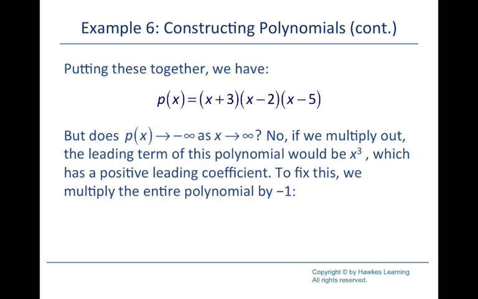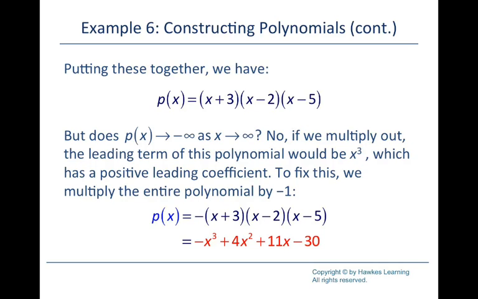But here's the key. That's a positive x cubed, which means that if we think of our end behavior that we learned earlier, it would go down on the left and up on the right. So the condition was it had to go up on the left and down on the right. So we're going to have to put a negative in front. So it's just going to be negative times x plus 3 times x minus 2 times x minus 5. You could multiply all those out if you need to, but that is a polynomial written in factored form as it is. If you multiply them all out, then this is what you would get.